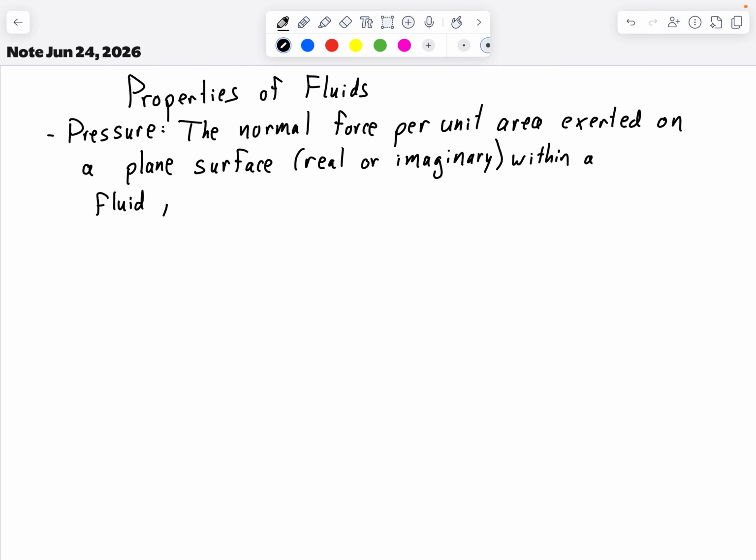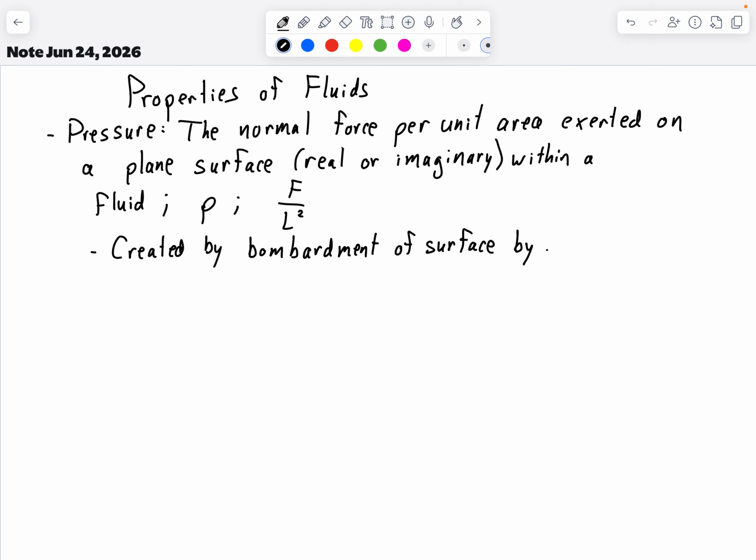Pressure is usually denoted by a lowercase p, and the dimensions of pressure are force per length squared, so that's force per area. Now, what creates pressure within a fluid? Pressure is created by the bombardment of a surface by fluid molecules.